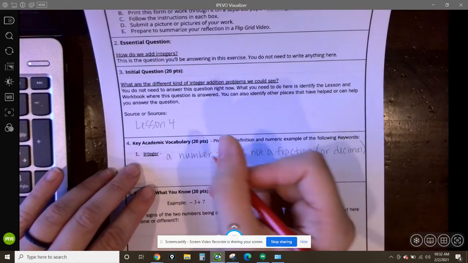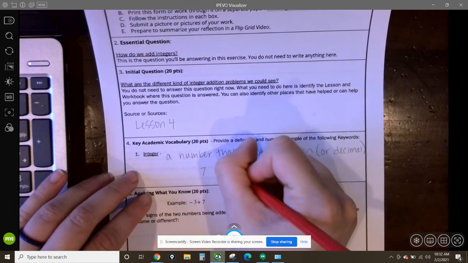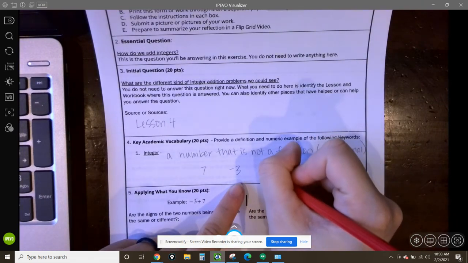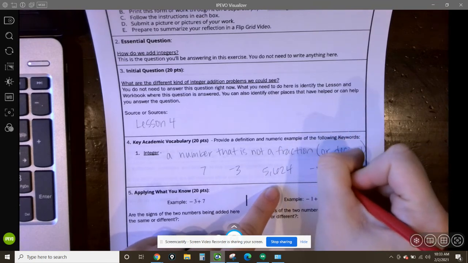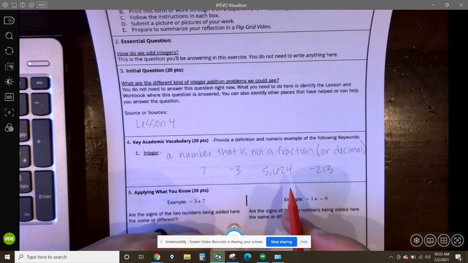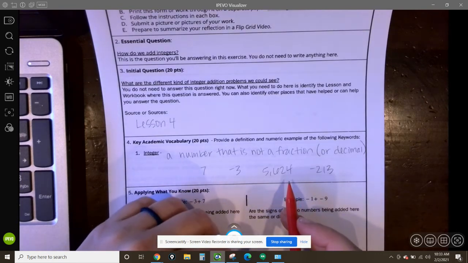So here are some examples of integers. 7. It's not a fraction, it's not a decimal. -3. That's also not a fraction or a decimal. How about 5,624? -213. These are all integers because they don't have decimals or fractions. The absolute value is a whole number.